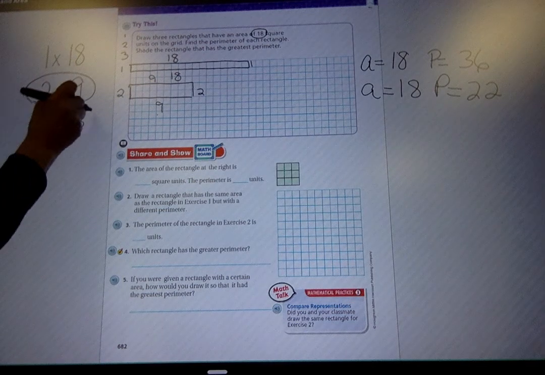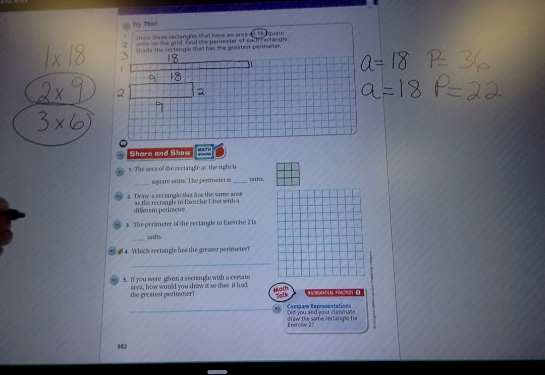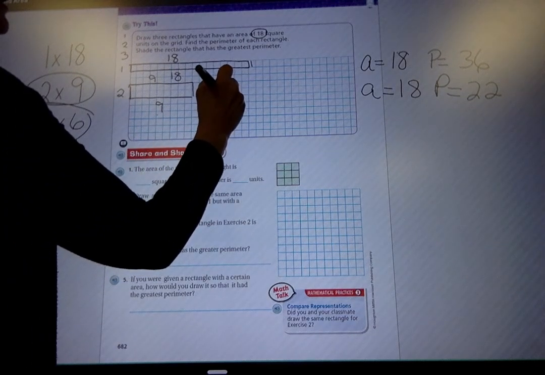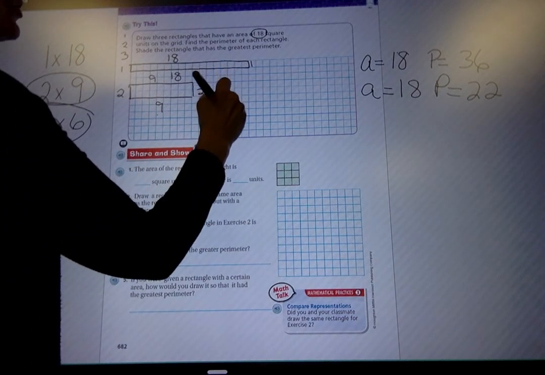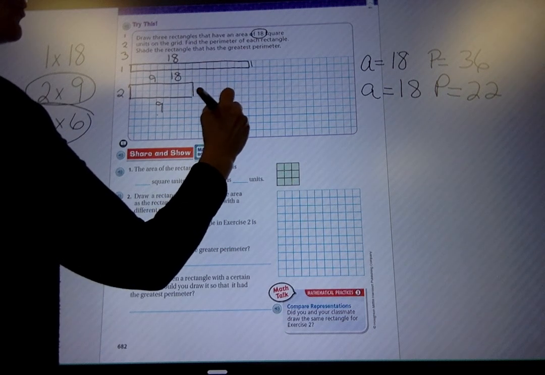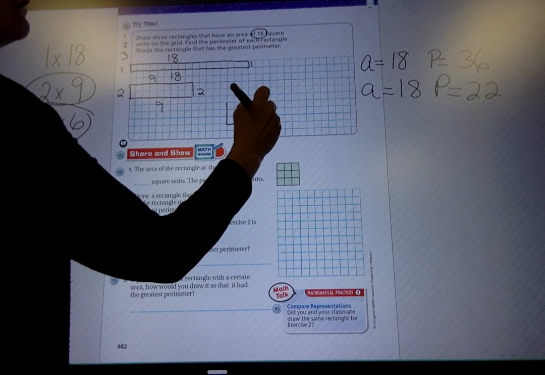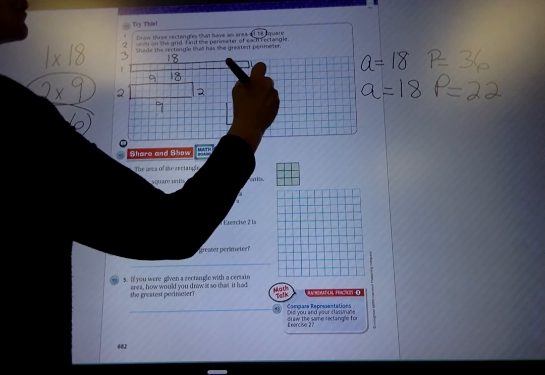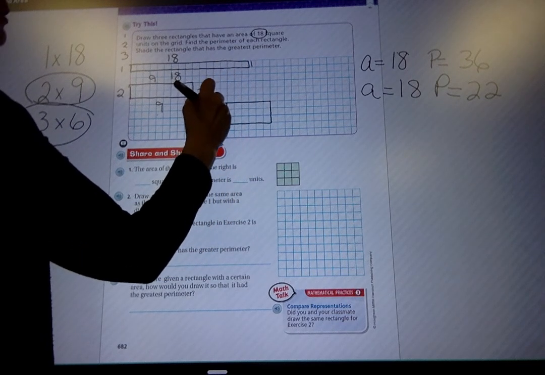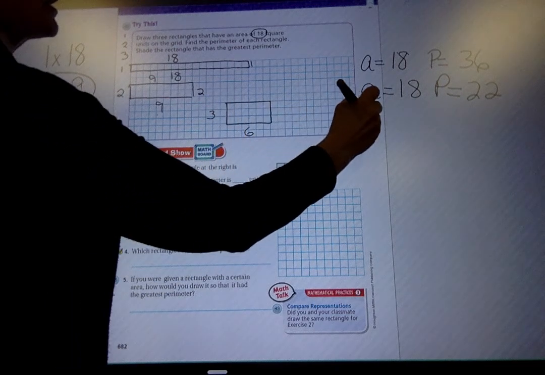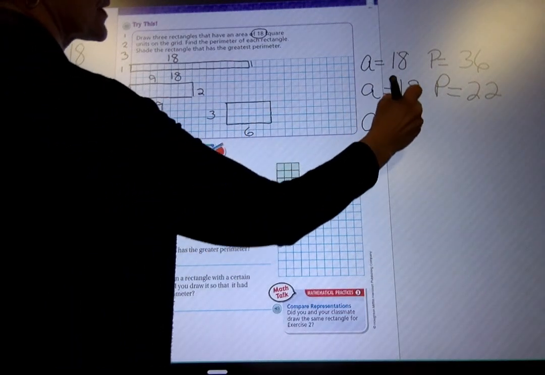Third one, 3 by 6. I'm going to start over here. 1, 2, 3 times 1, 2, 3, 4, 5, 6. So we know 3 times 6 is 18. That's our area.